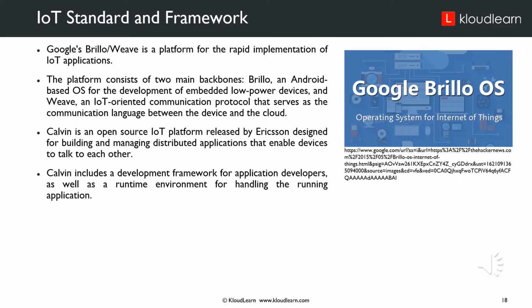Google's Brillo or Weave is a platform for the rapid implementation of IoT applications. The platform consists of two main backbones: Brillo, an Android-based OS for the development of embedded low-power devices, and Weave, an IoT-oriented communication protocol that serves as the communication language between the devices and the cloud.